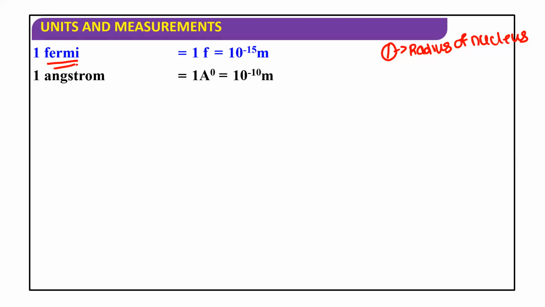So any idea where this will be used? No, sir. Never heard, sir. Okay, this actually is used in order to express wavelength. So below you may write it like this. This unit is used to represent the wavelength, diameter of atoms, not nucleus. Okay, diameter of atoms.